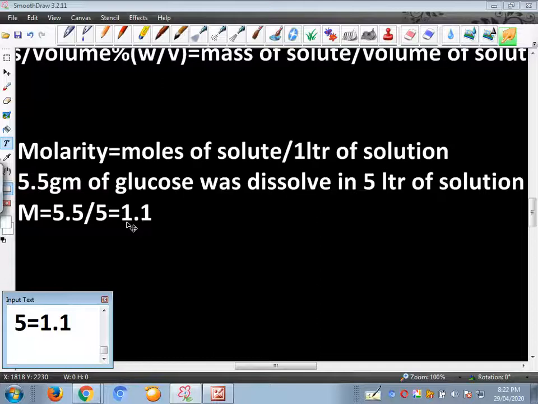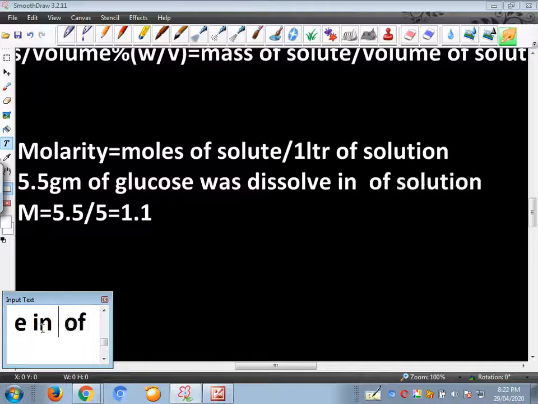Now, as I discussed earlier, the volume may not be given in liters. Say for example, if I take the same example, here I gave 5 liters. Instead of 5 liters, I'll take it as 850 ml of solution. At that time, how to calculate?